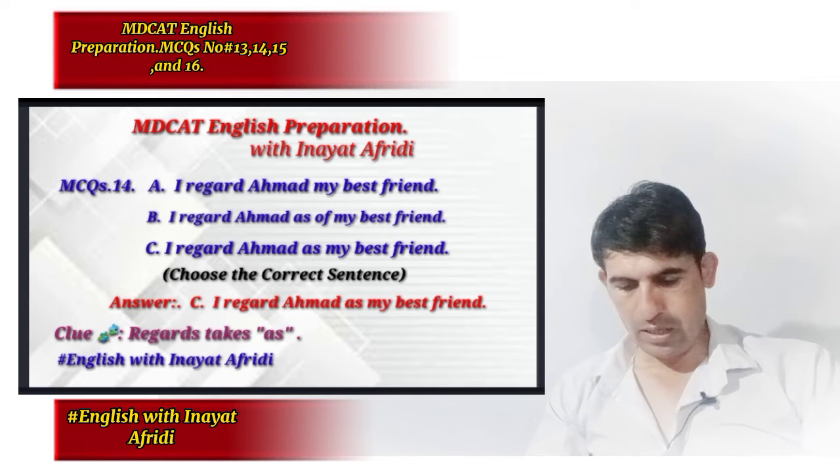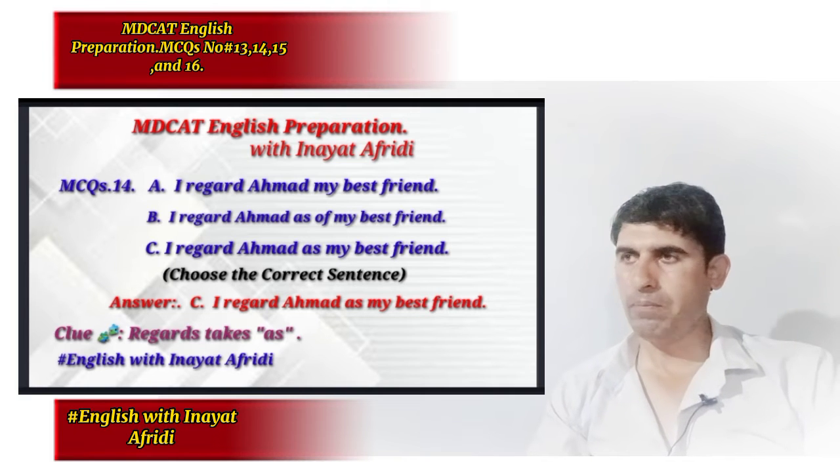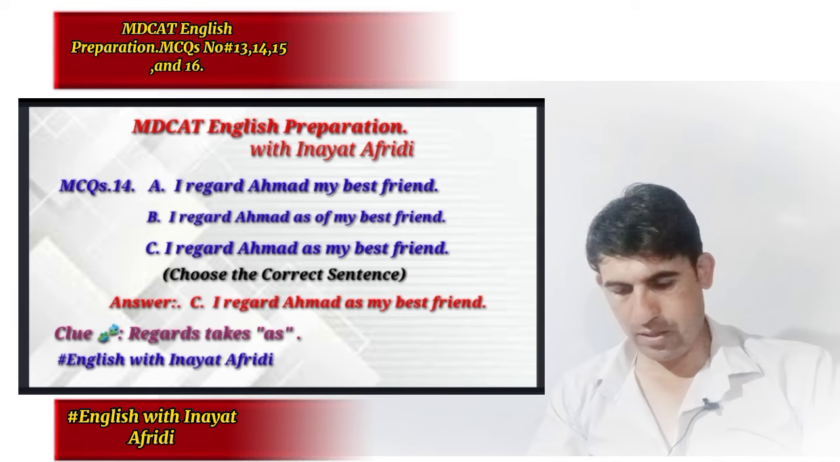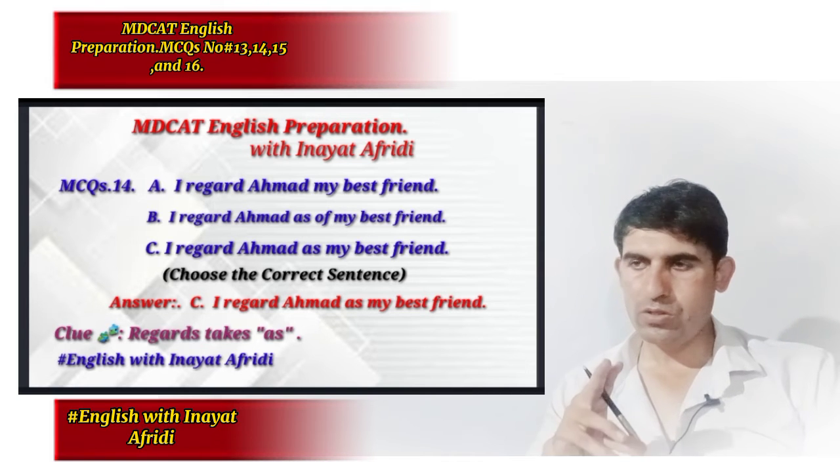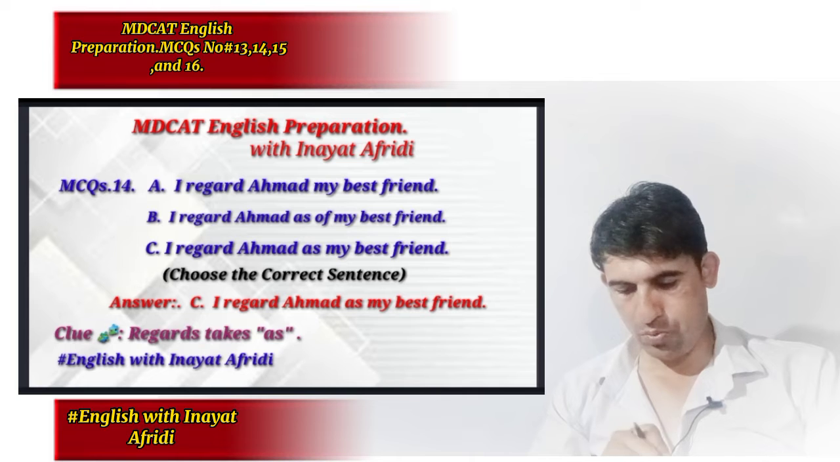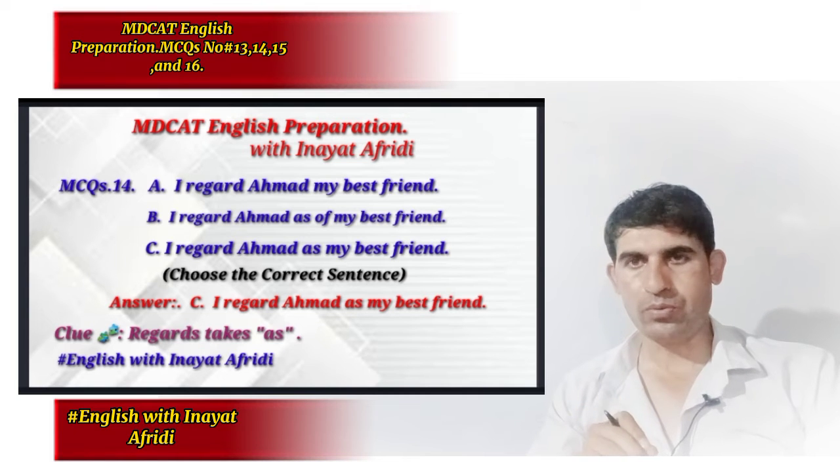Number 1, I regard Ahmad my best friend. This is sentence number 1. Now, option B, I regard Ahmad as of my best friend. And option C, I regard Ahmad as my best friend. Below these 3 important sentences, the question is given: choose the correct sentence out of the 3.